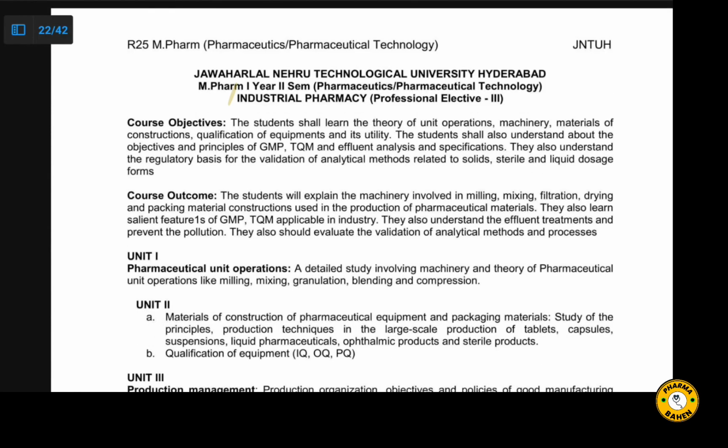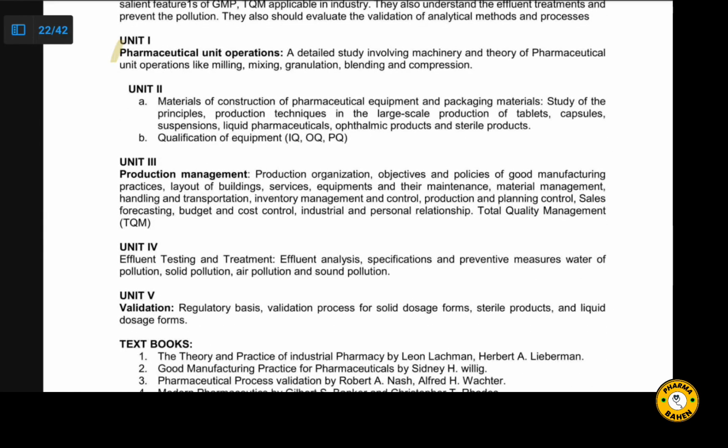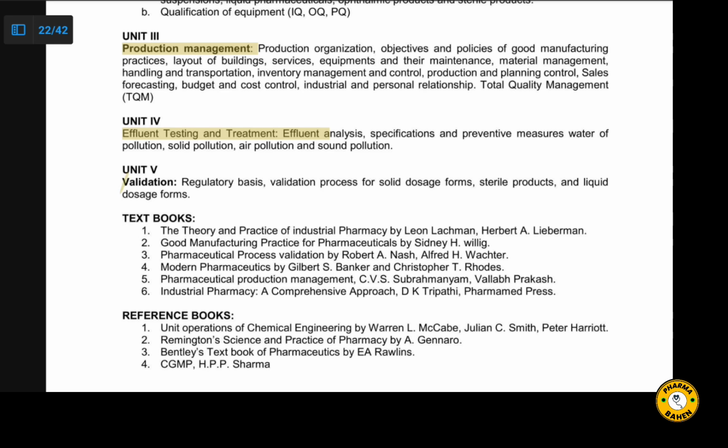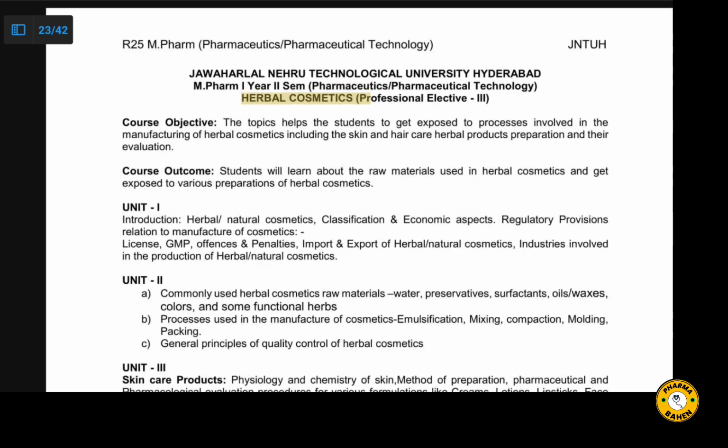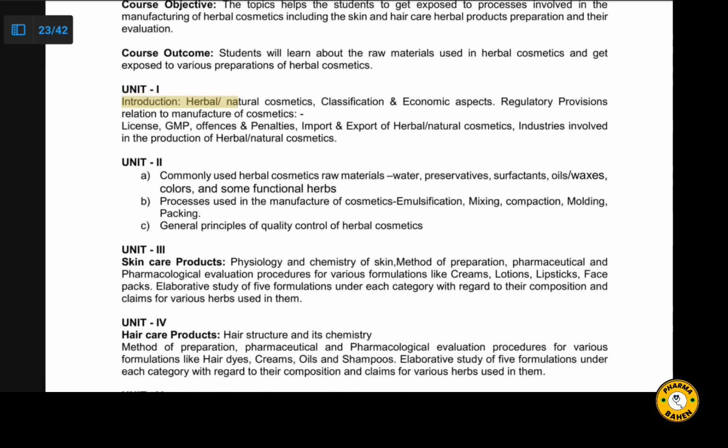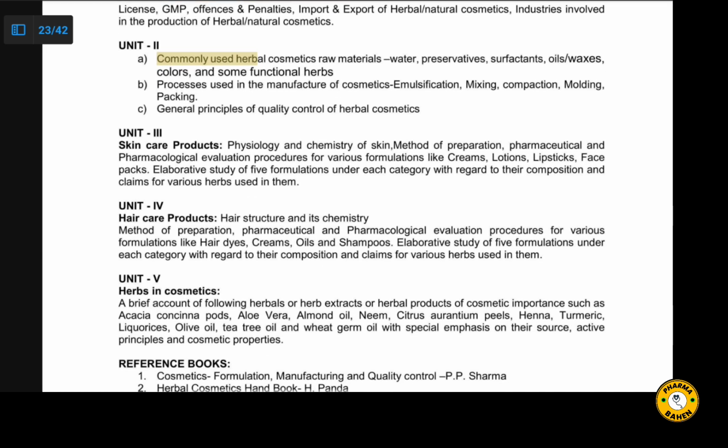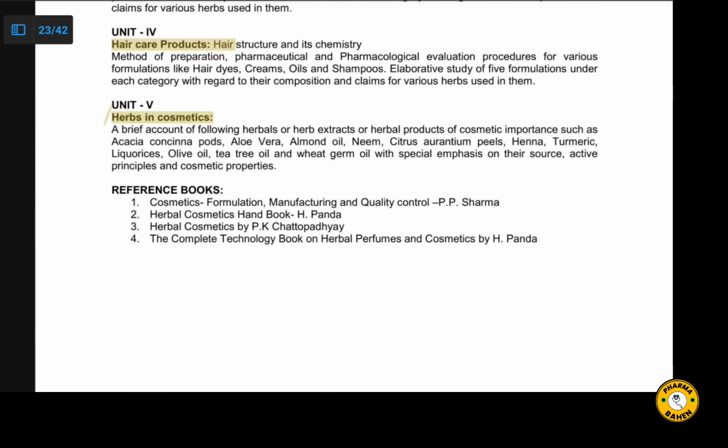Then we have Industrial Pharmacy: pharmaceutical unit operations, production management, treatment, validations. Herbal Cosmetics, in this we have the introduction to herbal cosmetics, then commonly used herbal cosmetics, process of it, and the general principles of quality, skincare products, hair care products, and others in the cosmetics.